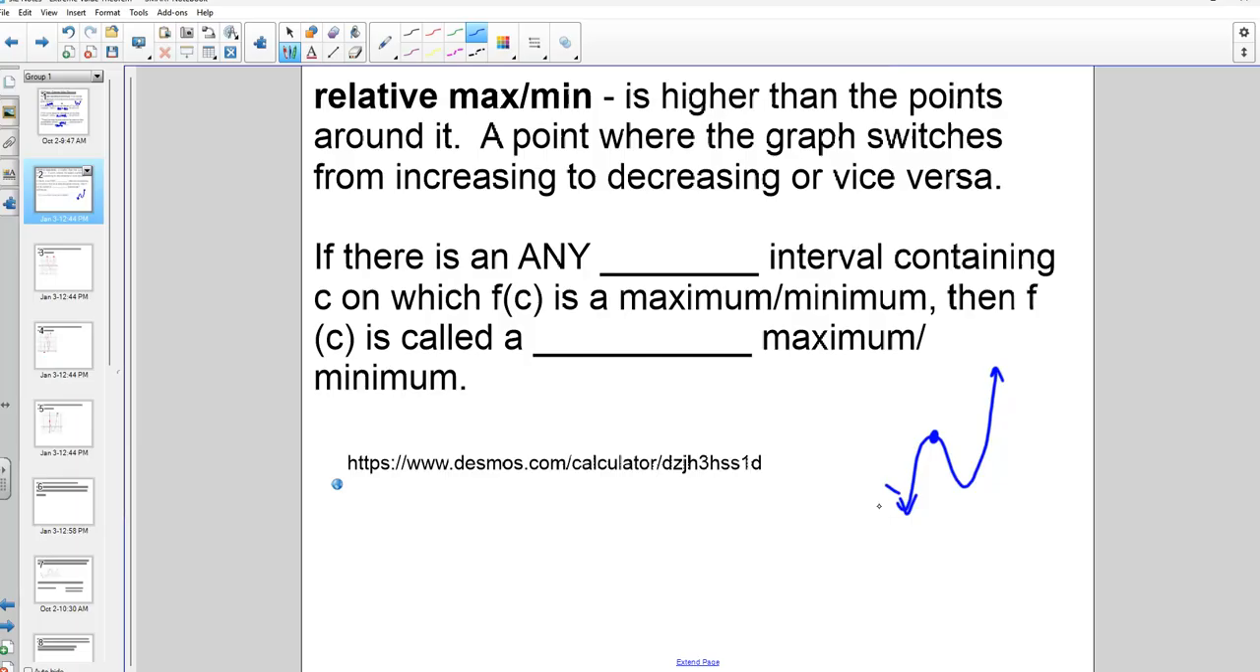The formal definition for a relative maximum or minimum is that if there is any open interval containing c on which f of c is a maximum or minimum, then f of c is called a relative maximum or minimum. Now, open interval means parentheses or less than signs, not or equal to, or brackets.